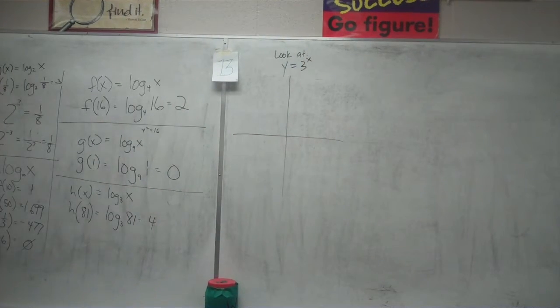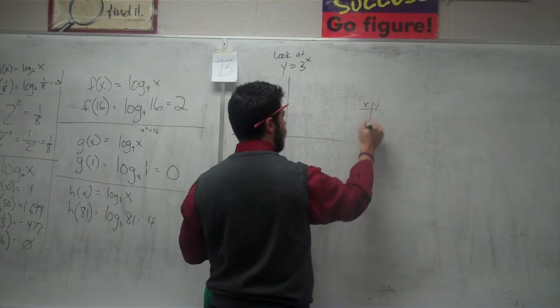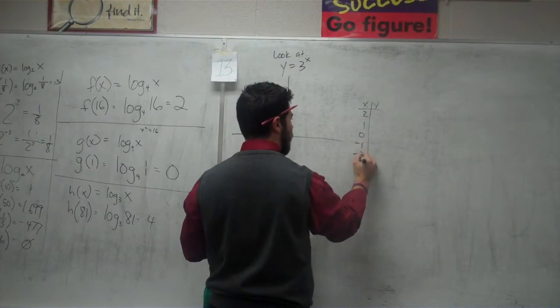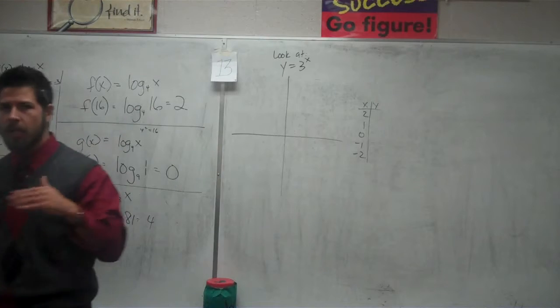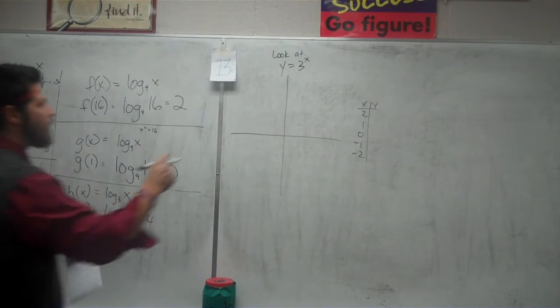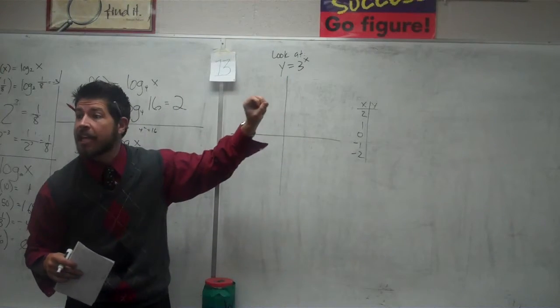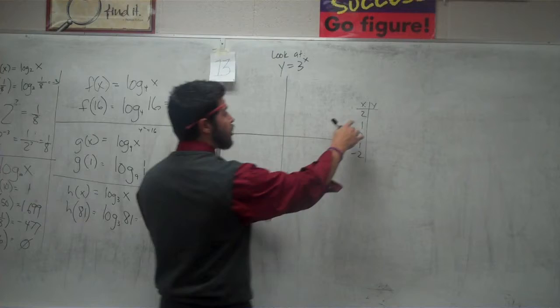Now, I don't want to spend a whole lot of time on this, because this is 3-1, right? So I want to make a real quick x, y chart. I'm going to plug in 2, 1, 0, negative 1, negative 2, and graph it real fast. If I take 3, this is not log. This is 3 to the x power. This is exponential. So take 2 and plug it in.